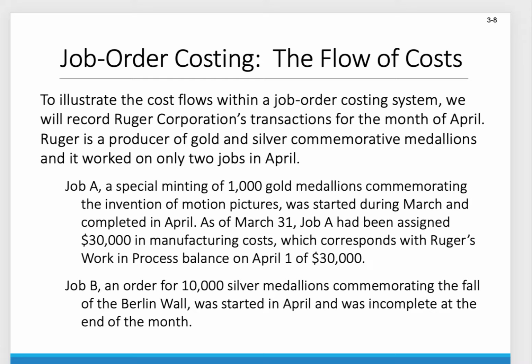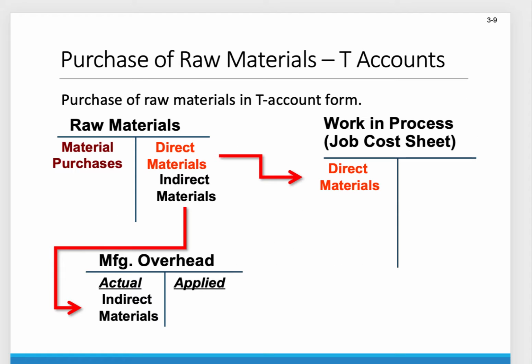Now job B, they need 10,000 silver medallions commemorating the fall of the Berlin Wall. This was starting in April and was incomplete at the end of the month. Okay, so as of April 31st, at the end of the day, we're going to walk to that bucket of WIP. We're going to look in it, and guess what? There's going to be some amount of silver coins with dollar signs attached to it. That represents job B, because job B is not finished. It's still sitting in our WIP.